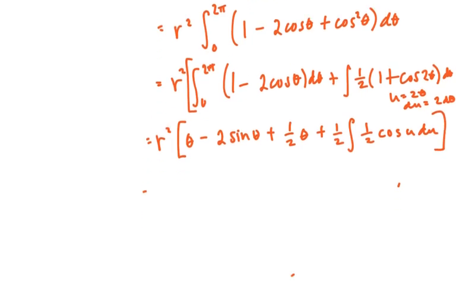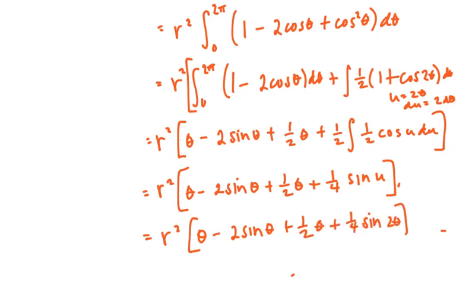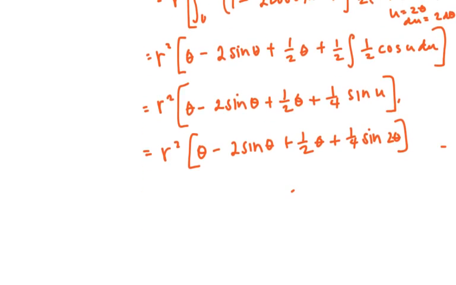So we have r squared times theta minus 2 sine theta plus 1/2 theta plus 1/4. The integration of cosine is sine u. And we have bounds, so we don't need plus c. So we have r squared times (theta minus 2 sine theta plus 1/2 theta plus 1/4 sine 2 theta), and the bounds are from 0 to 2 pi.